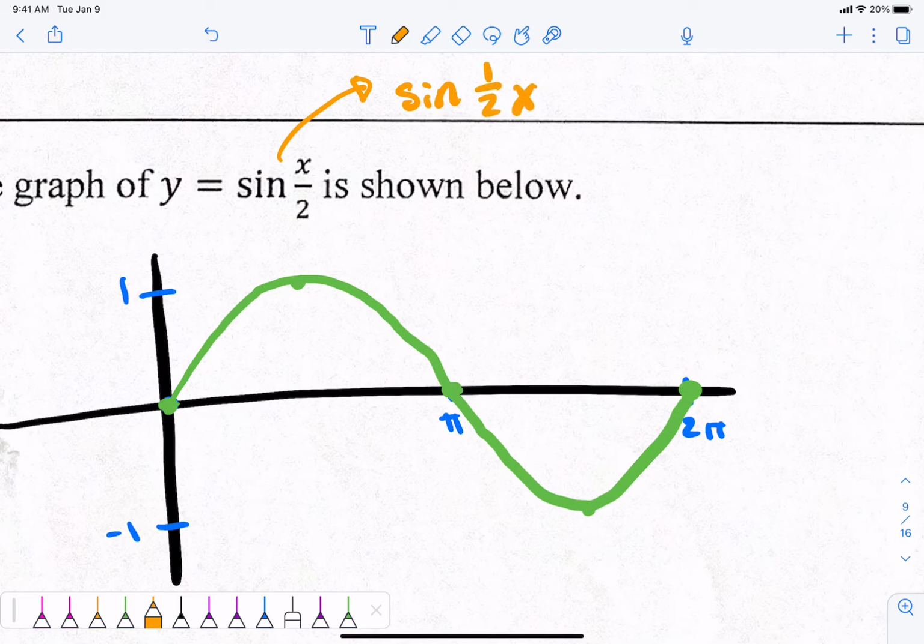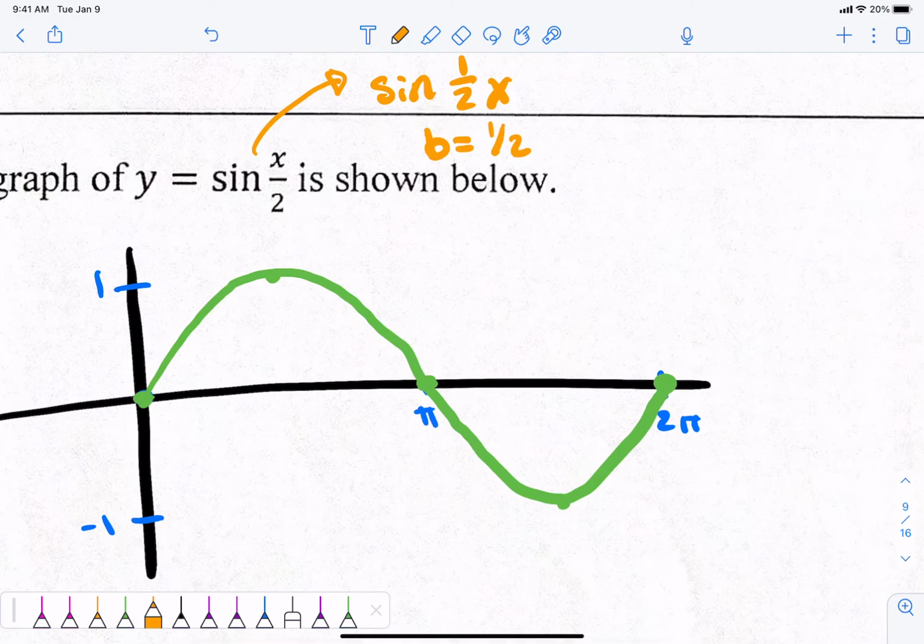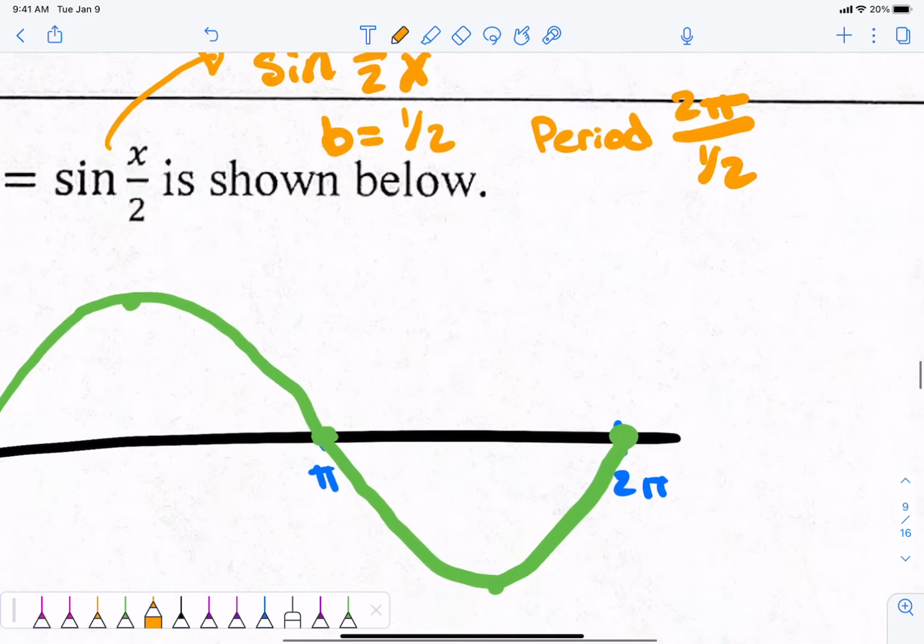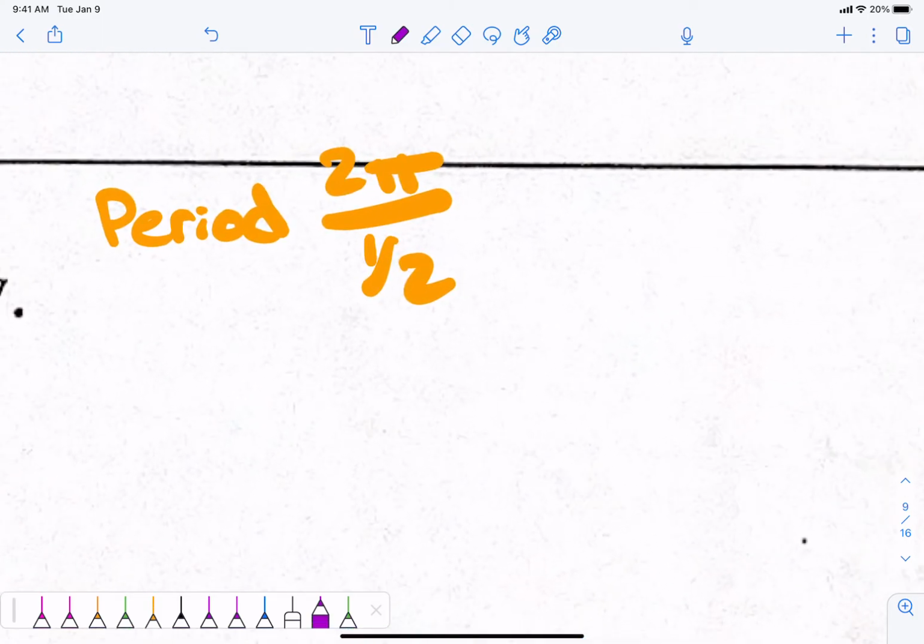Now I can say that the b value is 1/2. So I have to figure out the period of this thing. Normally the period is 2 pi, but in this case, the period is changed, and the period is not 1/2. I have to do the funky formula to it. The period is equal to 2 pi divided by 1/2, which is 2 pi divided by b, and that gives me the new period. If we do 2 pi divided by 1/2, it's like 2 pi times 2 over 1, because it's a flip, and that is going to be 4 pi.